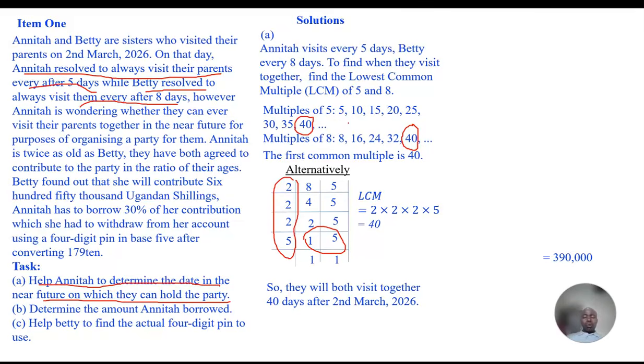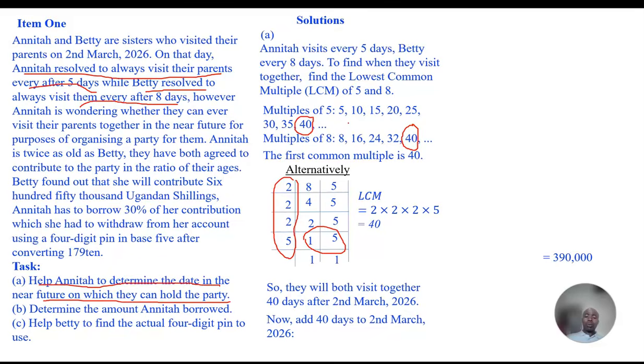And that will be 40 days after 2nd March 2026. So now what we are going to do, we are going to add 40 days to the 2nd March and see the exact date where we shall be. But keep in mind, you need to know how many days are in March. The number of days in the month of March is 31. So after the 2nd, we shall end March.